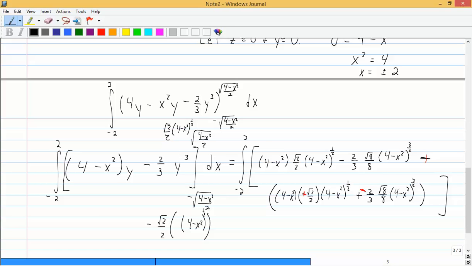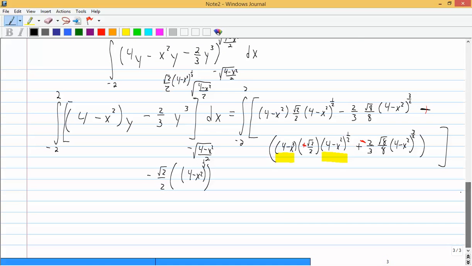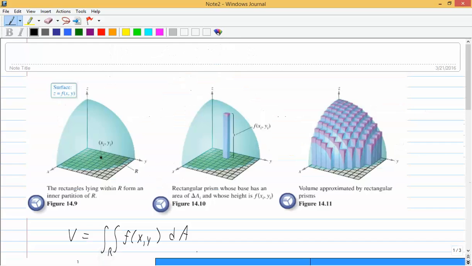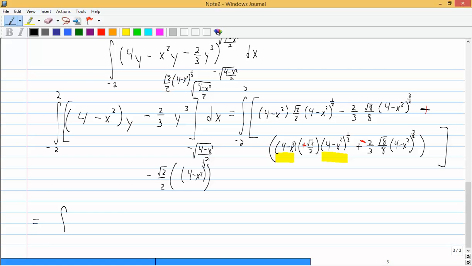However, these are actually all like terms because look, whenever you say this term times this term, you get to the 3/2 power, just like this term. Right, because 1 plus 1/2 is 3/2. So all four of these terms are like terms. Let's see if we can clean them up a little bit. Alright, so I have square root of 2 over 2 and square root of 2 over 2. And these are both going to be 4 minus x squared to the 3/2. The square root of 2 over 2 plus the square root of 2 over 2 is 2 square roots of 2 over 2, which is just the square root of 2. So it's the square root of 2 times 4 minus x squared to the 3/2.